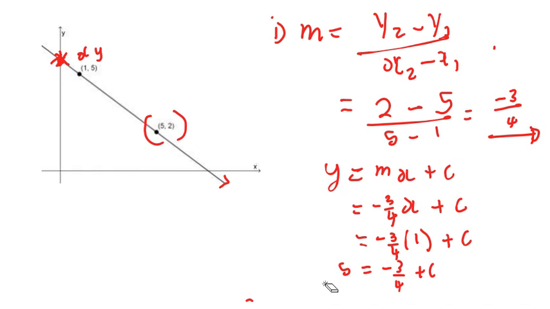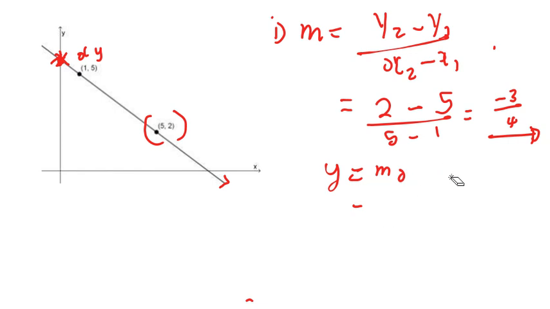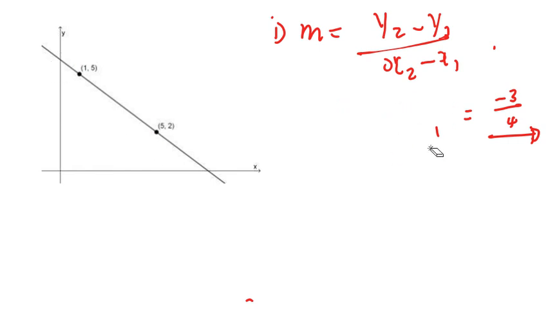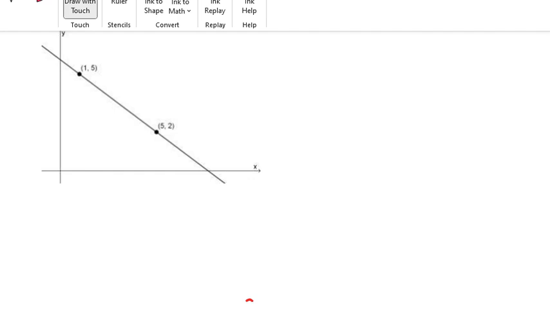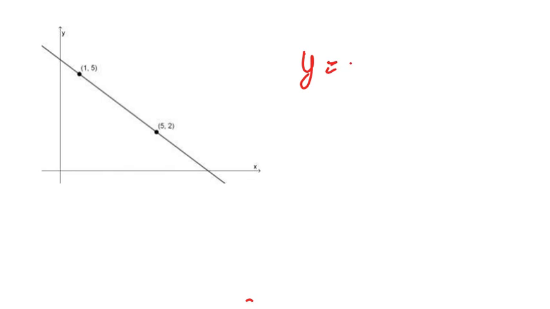Our next question was saying find the x-intercept. So we know that every time you have to find an x-intercept, we can either take it from the graph if it's given, or else we can calculate it. When we calculate our x-intercept, we can use our equation. Which one is that equation? The one that we just did: y is equal to negative 3 over 4 x plus 23 over 4.